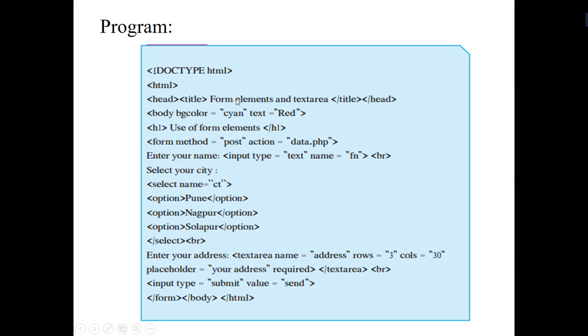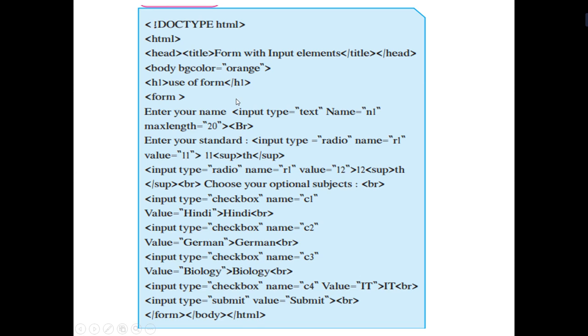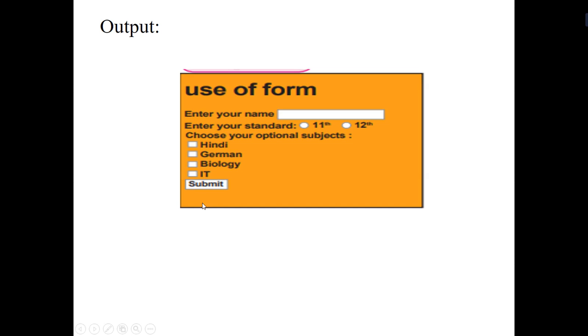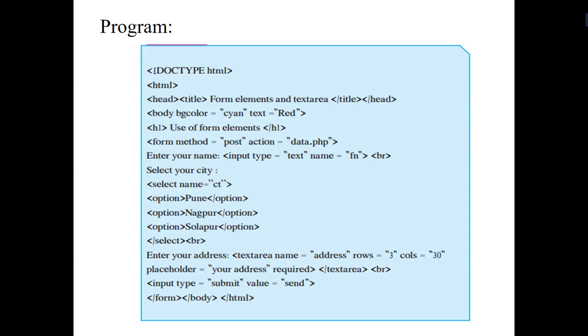In the previous lecture we have already studied one form in which we have seen how to create these different types of check boxes, radio buttons and the text box. This we have studied in the previous lecture. In this lecture we will take the next example which is based on the form.